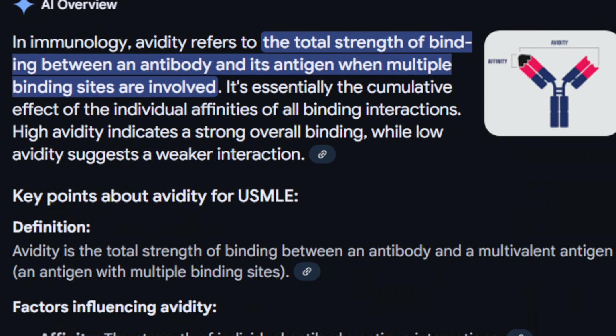And this is the other concept, avidity, but the definition is almost the same. It looks like avidity is part of the affinity. So let's see, in immunology, avidity refers to the total strength of binding between an antibody and its antigen when multiple binding sites are involved. It is essentially the cumulative effect of the individual affinities of all binding interactions. High avidity indicates a strong overall binding, while low avidity suggests a weaker interaction.